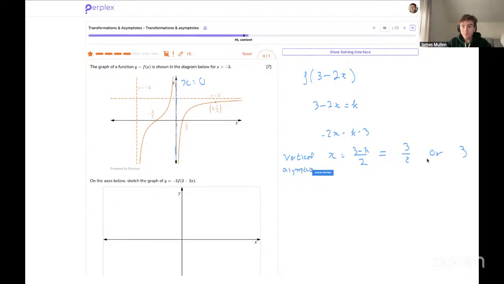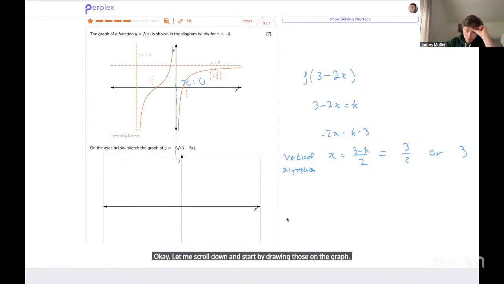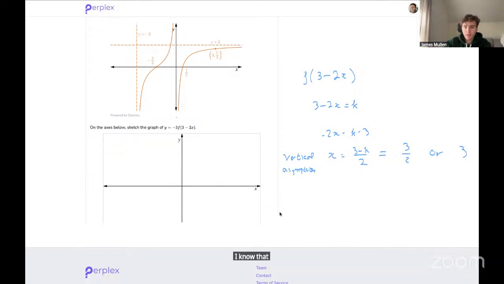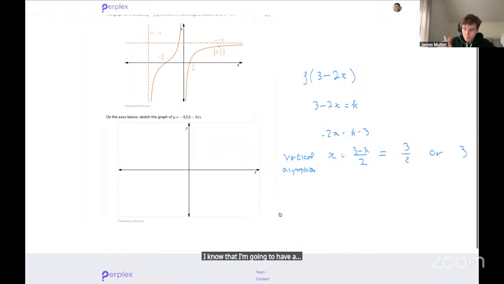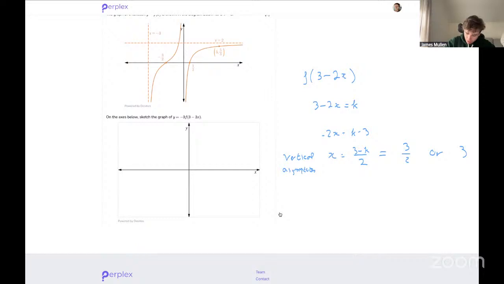Okay? Let me scroll down and start by drawing those on the graph. So I'm just going to erase this ugly thing. I know that I'm going to have a vertical asymptote at 3 over 2 and at 3. So let's draw those first. Let's put one at 3 and one at 3 over 2, so halfway there. So those are my two vertical asymptotes.